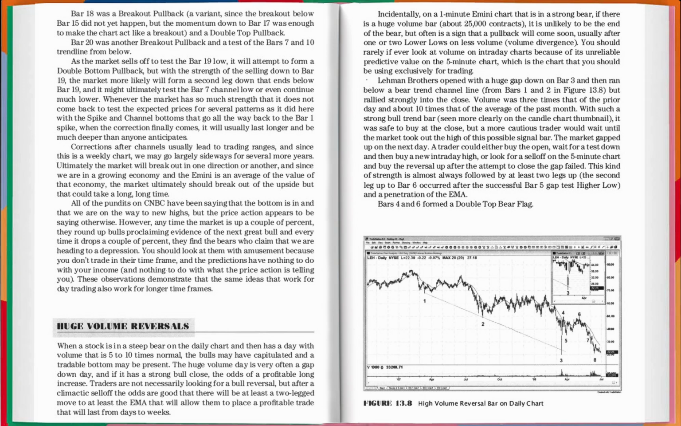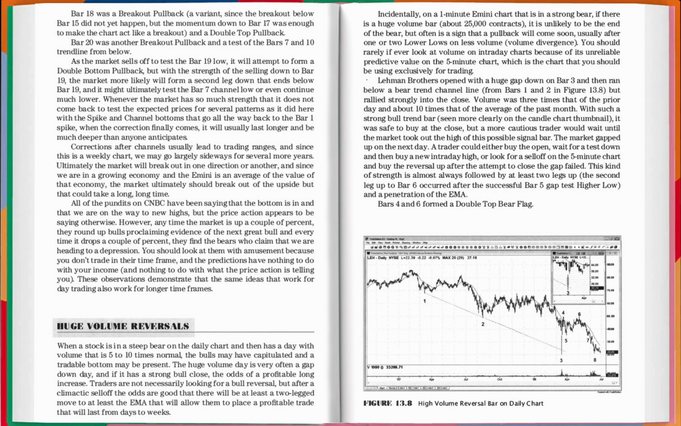All of the pundits on CNBC have been saying that the bottom is in and that we are on the way to new highs, but the price action appears to be saying otherwise. However, anytime the market is up a couple of percent, they round up bulls proclaiming evidence of the next great bull, and every time it drops a couple of percent, they find the bears who claim that we are heading to a depression. You should look at them with amusement because you don't trade in their time frame, and the predictions have nothing to do with your income, and nothing to do with what the price action is telling you. These observations demonstrate that the same ideas that work for day trading also work for longer time frames.